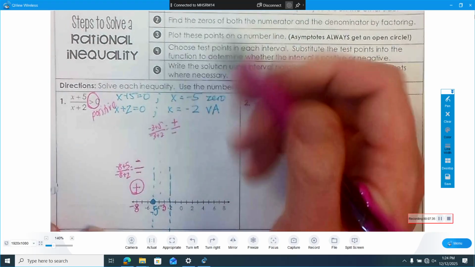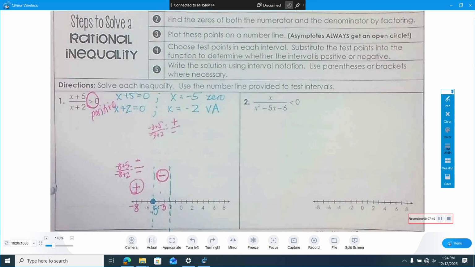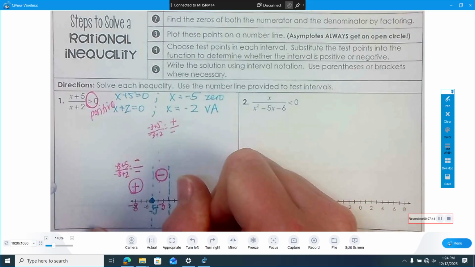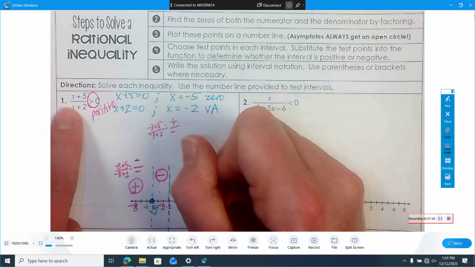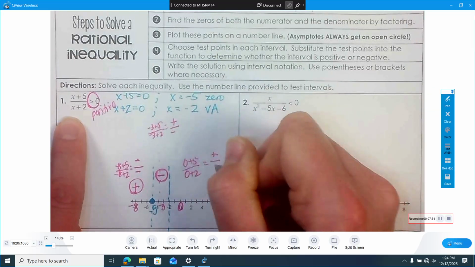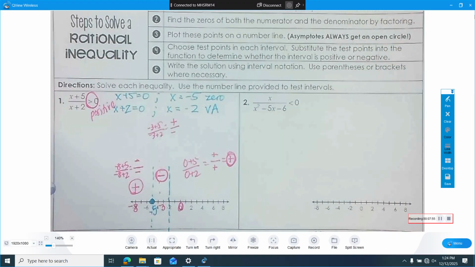What is positive divided by negative? Negative result. So in the middle, we're getting a negative result. And then, I think I'm going to test 0 on the right side here. So 0 plus 5 over 0 plus 2. That's going to give me positive over positive, which gives me a positive result.